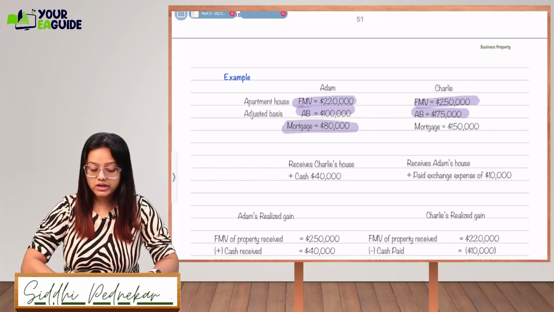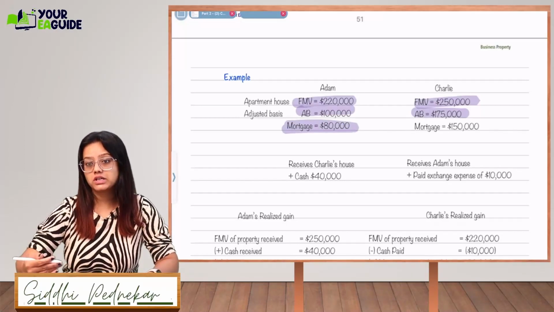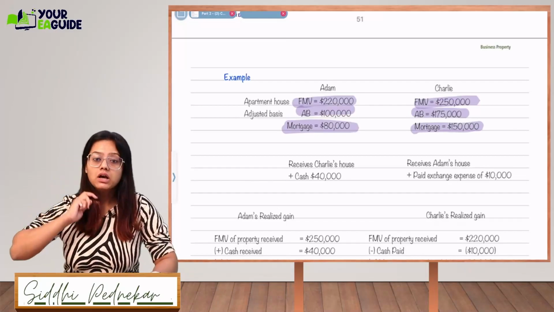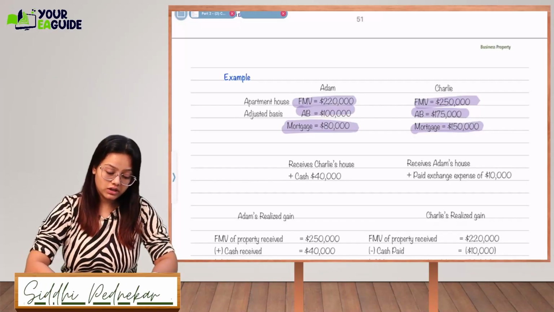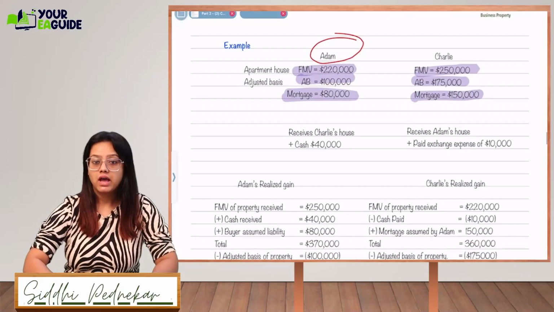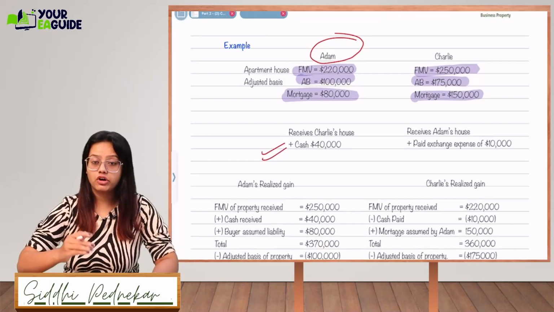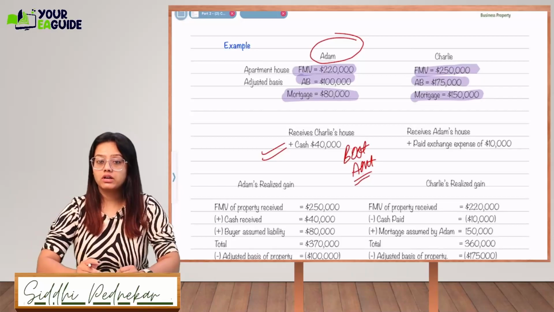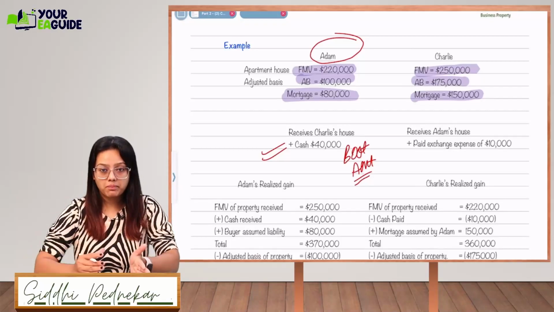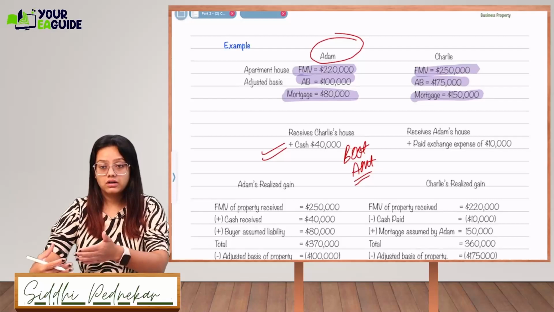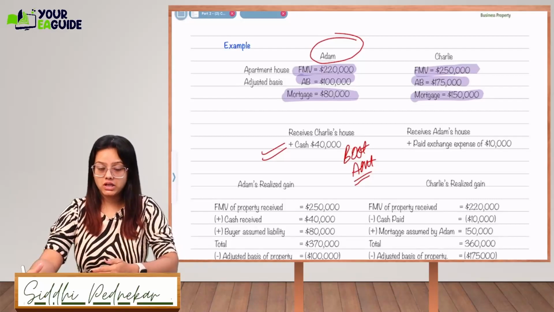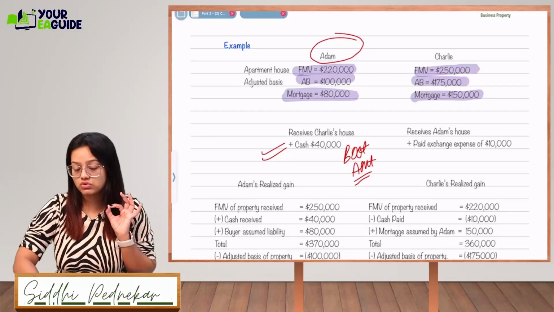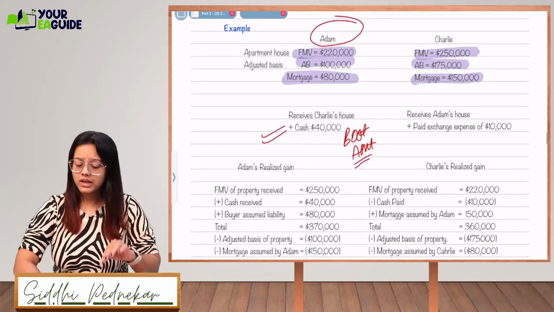Okay, and the mortgage attached to it is 80,000, and mortgage attached to Charlie's is 1,50,000. So you have to check what other benefits Adam is going to receive. Adam is also going to receive a cash of 40,000. So this is straight away your boot amount. Instead of receiving a similar property, if you receive any other property, or let's say you receive cash, that is your boot amount. But there are steps which you need to strictly follow, else you won't understand it.